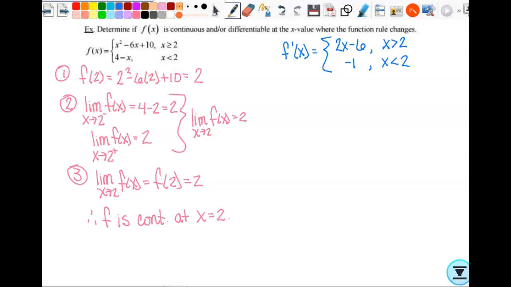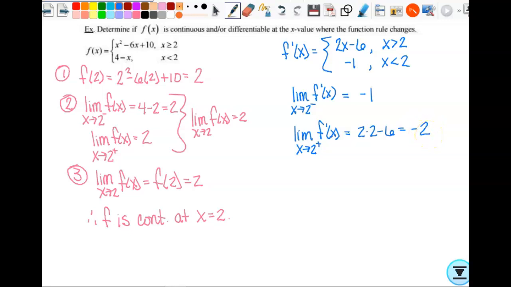So now I have to see if the limit coming from the left of the derivative is the same as the limit coming from the right, because these are my slopes, right? So I have the limit of f prime of x as x approaches 2 from the left, and the limit of f prime of x as x approaches 2 from the right. So notice your test for continuity and your test for differentiability, it's the same process, just one uses f and one uses f prime. Okay? So this is equal to, so coming from the left, what do I get? Negative 1. Coming from the right, I get 2 times 2 minus 6, which is negative 2.